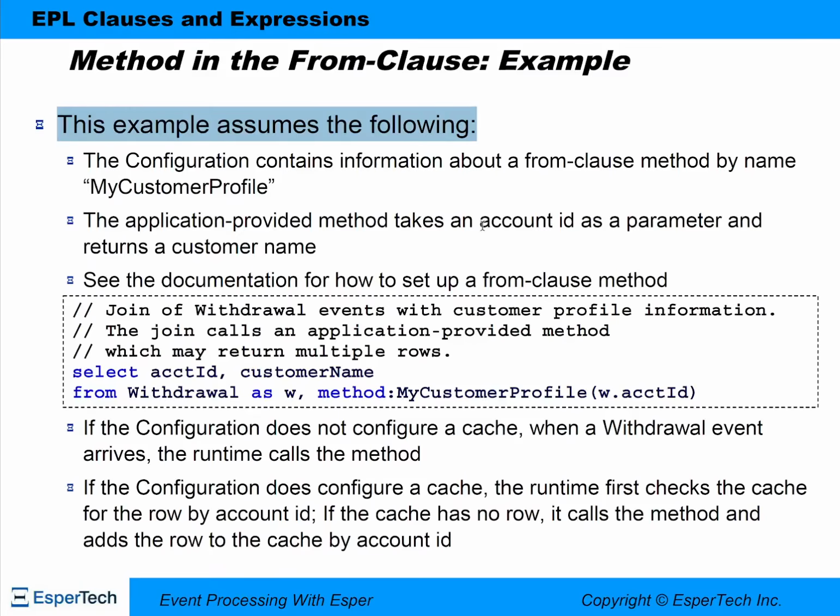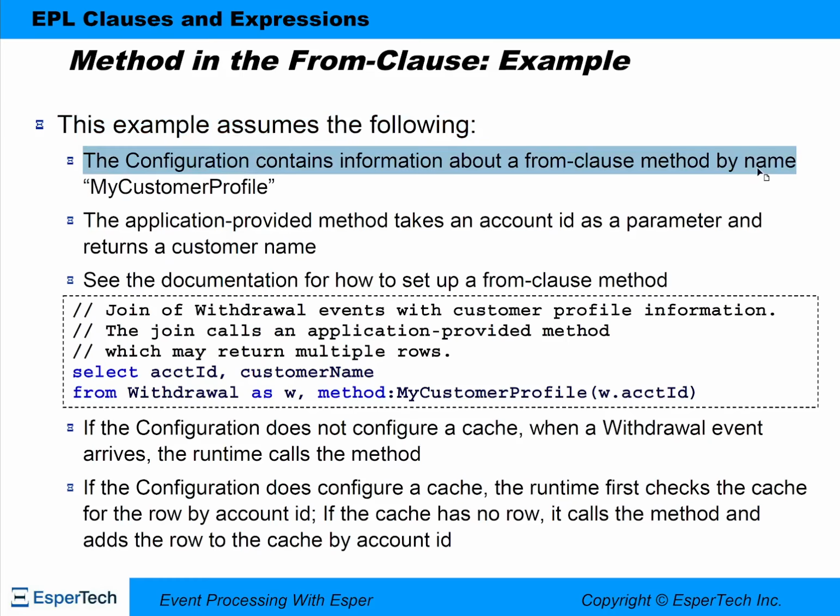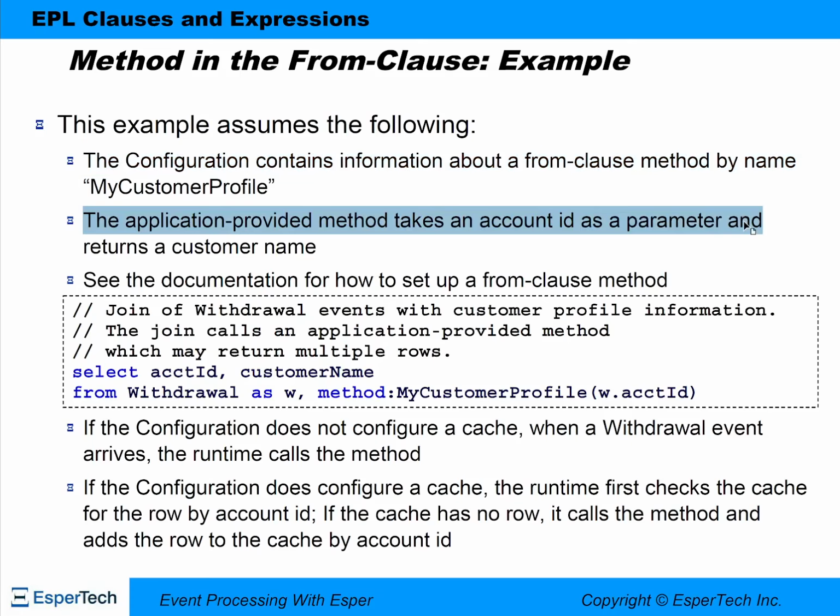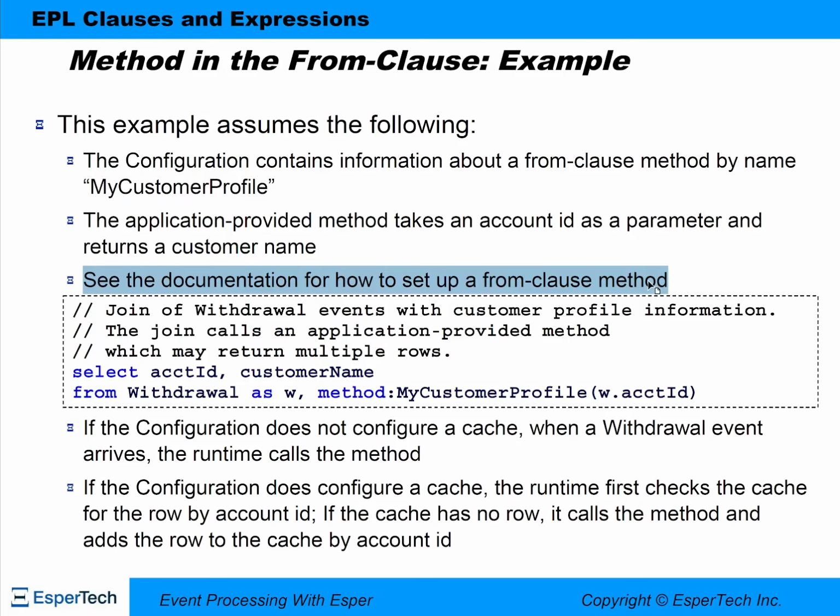This example assumes the following. The configuration contains information about a from clause method by name myCustomerProfile. The application-provided method takes an account ID as a parameter and returns a customer name. See the documentation for how to set up a from clause method. This query is a join of withdrawal events with customer profile information. The join calls an application-provided method which may return multiple rows.